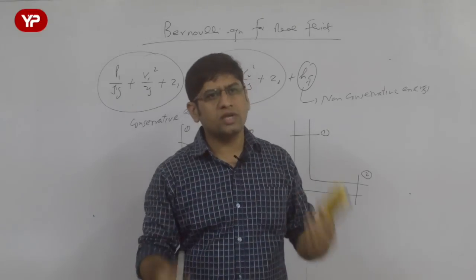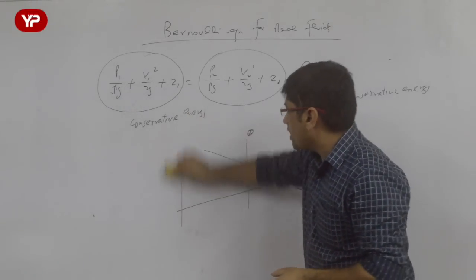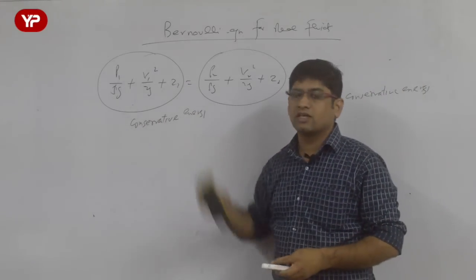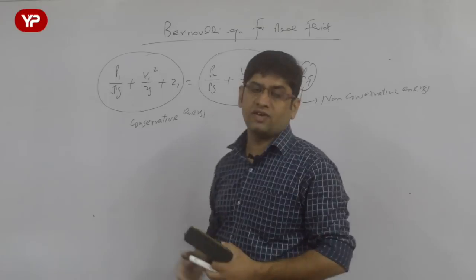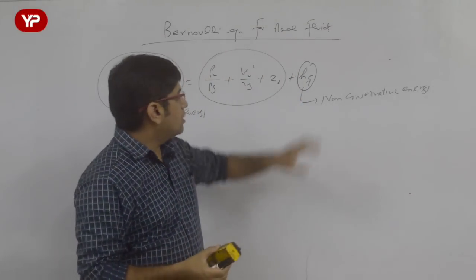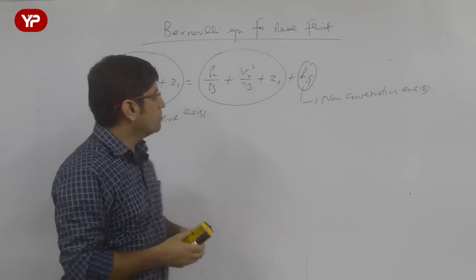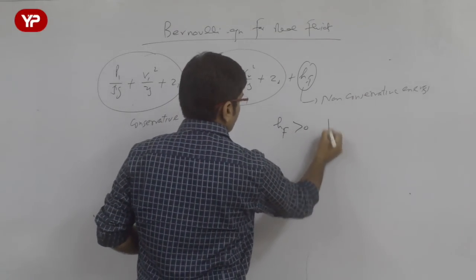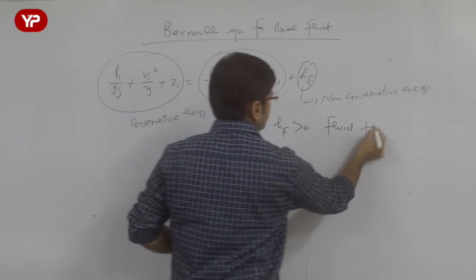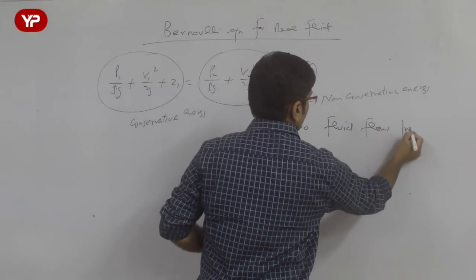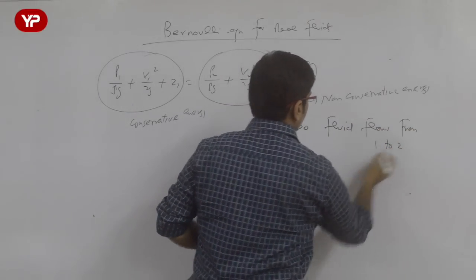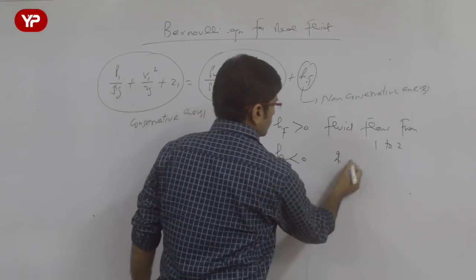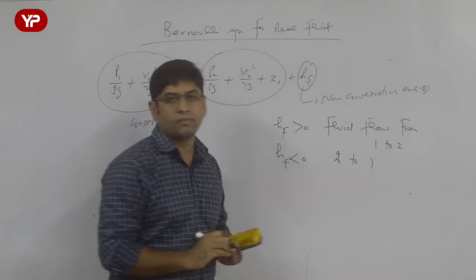That means how to know the direction of flow? Direction of flow can only be calculated if you calculate all these conservative energies at section 1 and all these conservative energies at section 2, and then you calculate HF. Now if HF is coming out to be positive, then fluid flows from 1 to 2, and if HF is coming negative, that means fluid is flowing from 2 to 1. Always remember this.